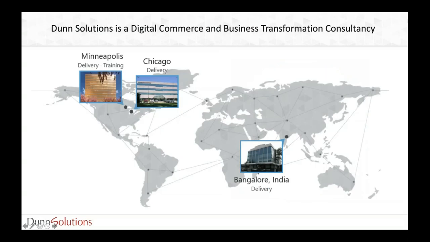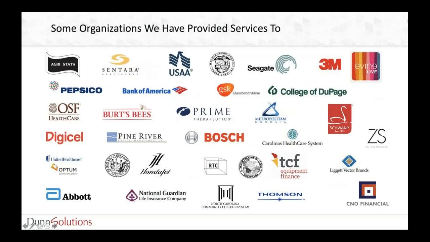So Dun Solutions has a long history of delivering innovative business technology solutions to our clients. We are headquartered just outside of Chicago in Skokie, and we have offices in Minneapolis, where I am right now, and in Bangalore, India. These are some of the clients that we have brought our services to. As you can see, they are big ones and small ones across many different sectors, including healthcare, retail, finance, manufacturing.